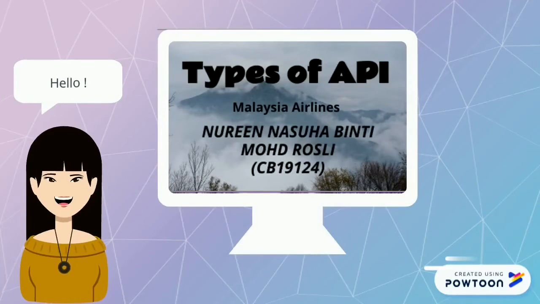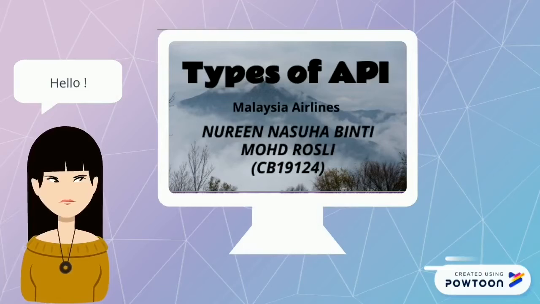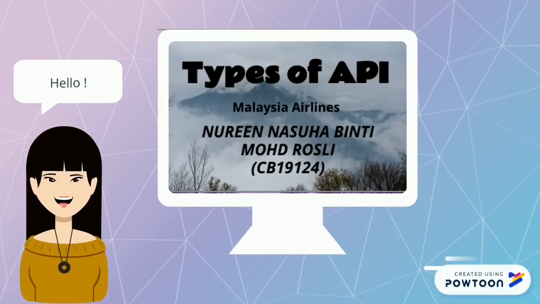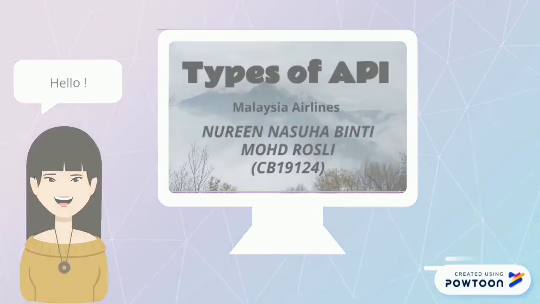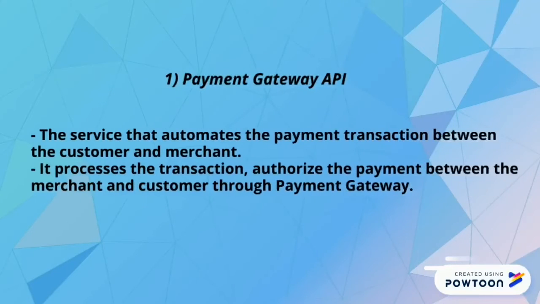Today I will present my software engineering project, which is about the types of API in the Malaysia Airlines website. There are 6 types of API in the website, so stay tuned. The first type of API is the Payment Gateway API, the service that automates the payment transaction between the customer and merchant. It processes the transaction and authorizes the payment between the merchant and customer through the payment gateway.